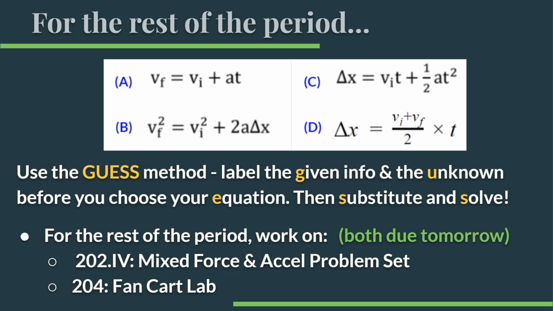For the rest of the period today, you have 2 different things you can be working on. One of those is 202.4. That is your assignment for today. It's in the 202 folder of My Open Math. It is called Mixed Force and Acceleration Problem Set. It's not due tonight. It is due tomorrow because we're going to do a couple more practice problems tomorrow.